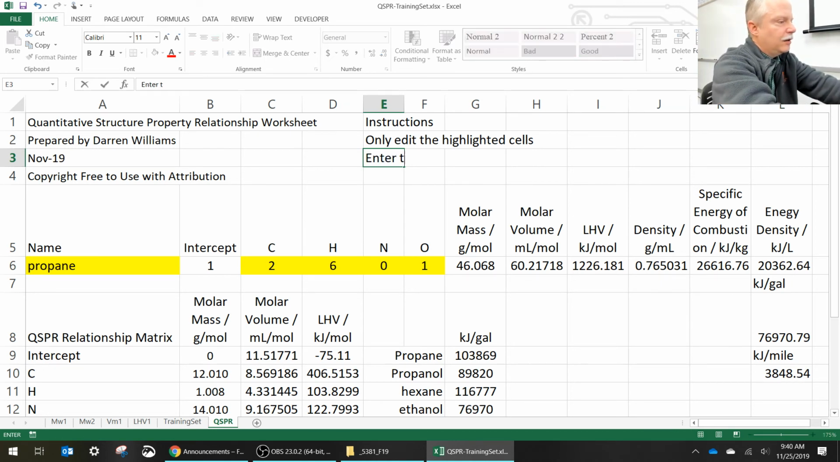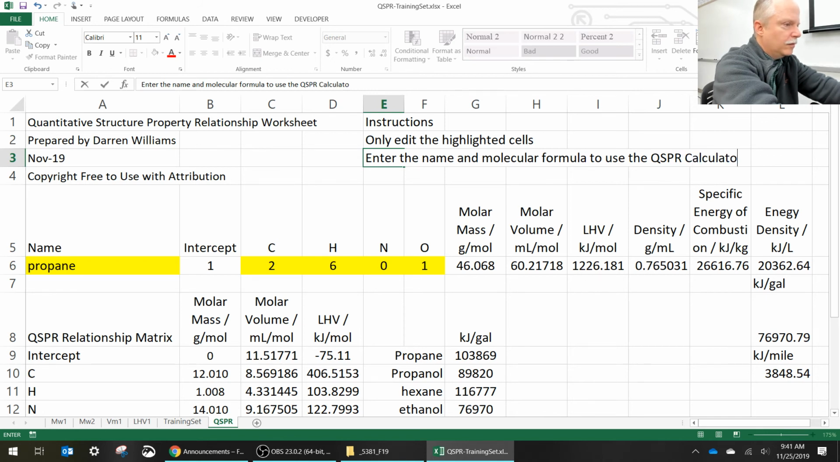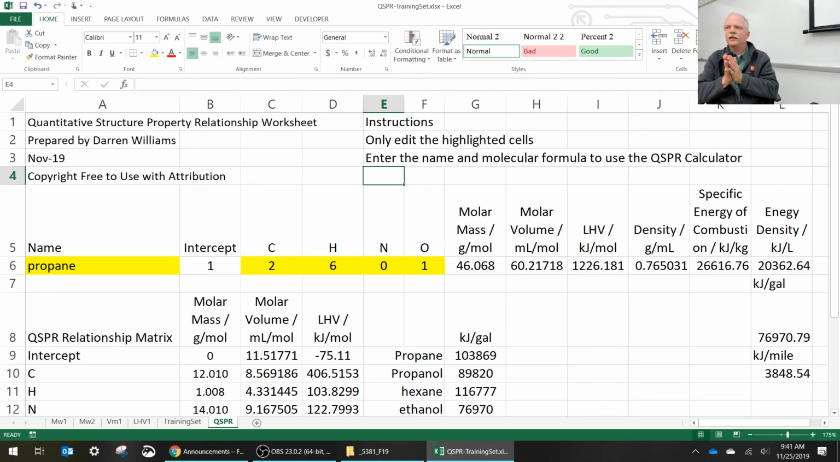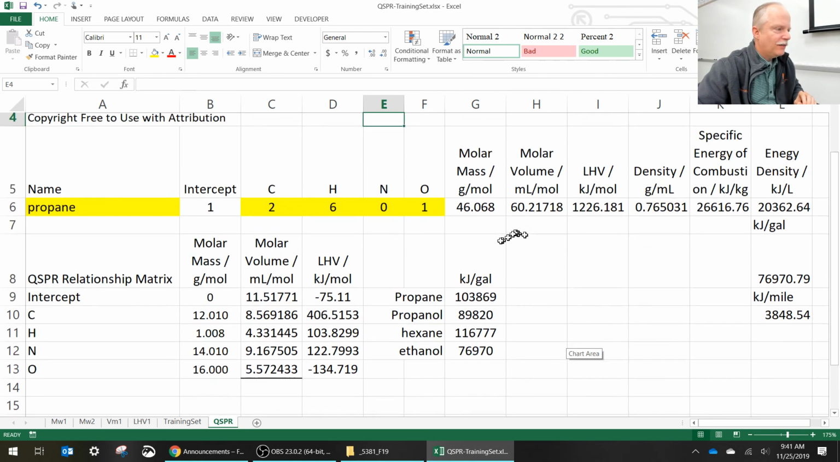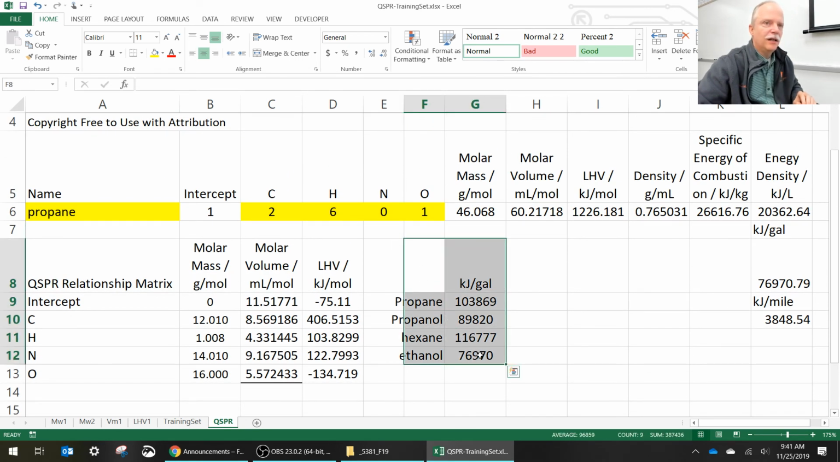Then enter the name and molecular formula to use the calculator. This is a really simple spreadsheet, so that's really all the instructions that I need. Now if I'm making this as a tool for someone to use, I've just got this random table here, and that's a problem. This is something I will count off for.